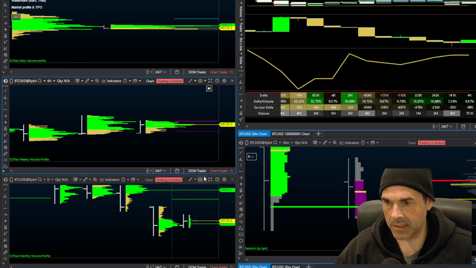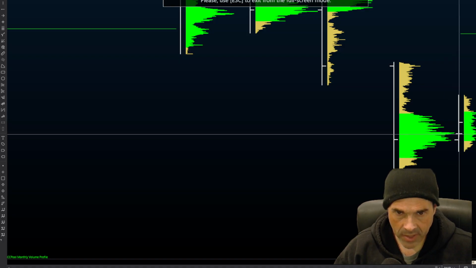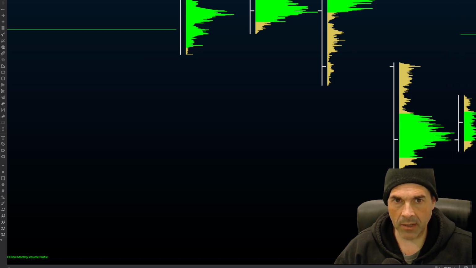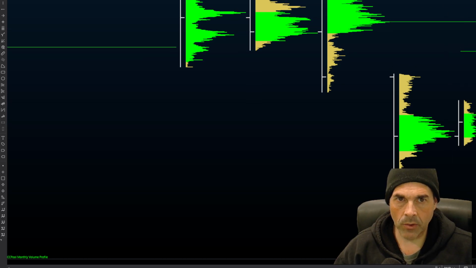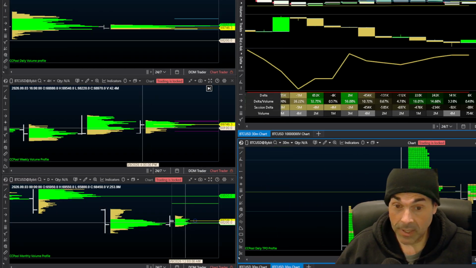Let's go here to the monthly. And you can see monthly inside of value, stacking value up to the top. We did peekaboo a little bit outside, but nothing really out of the ordinary. So really there's nothing, no levels to look for there.